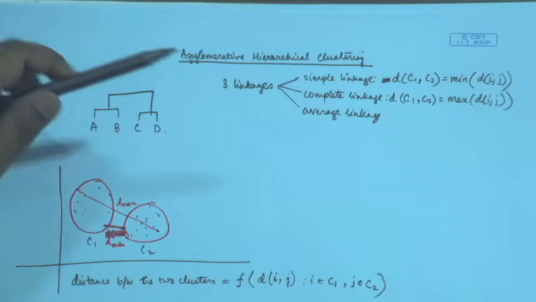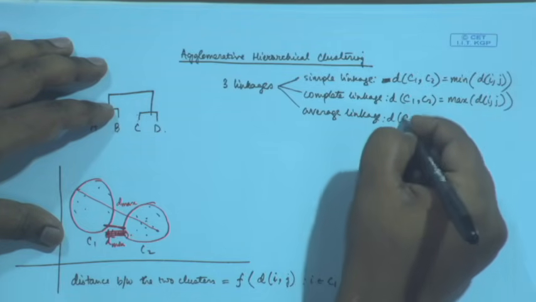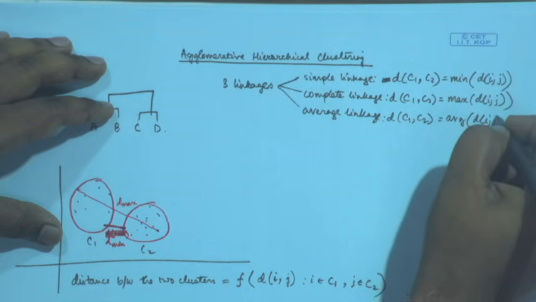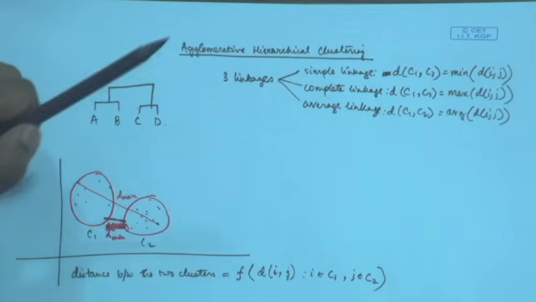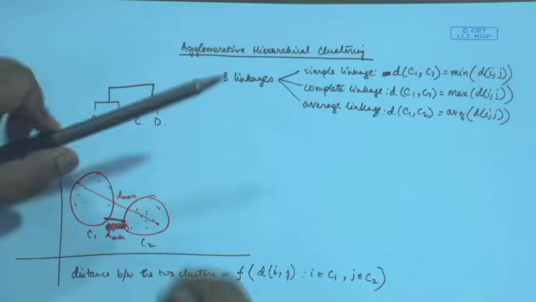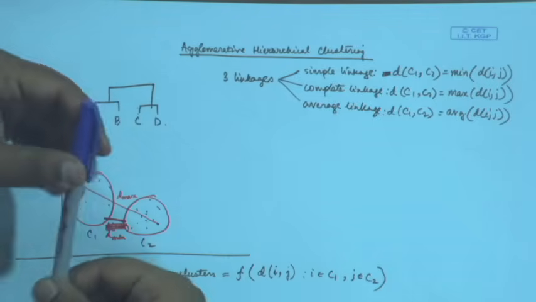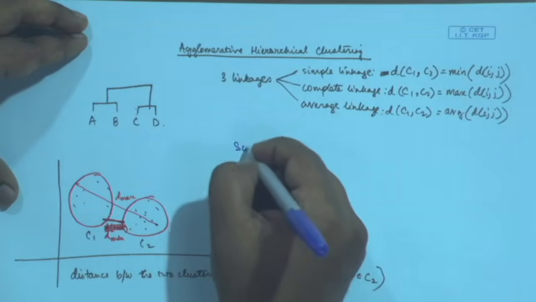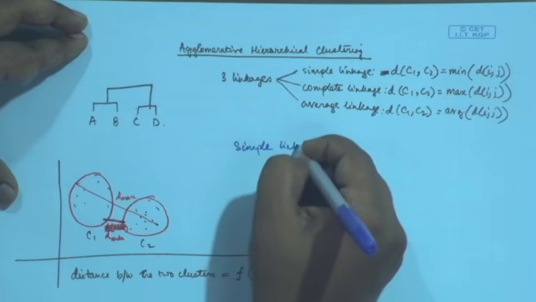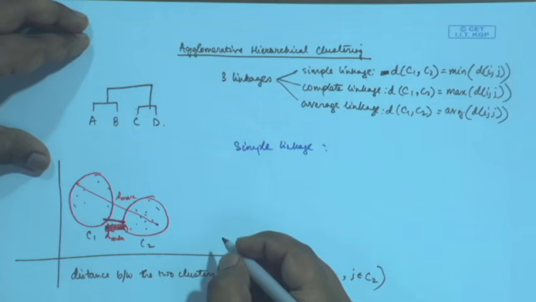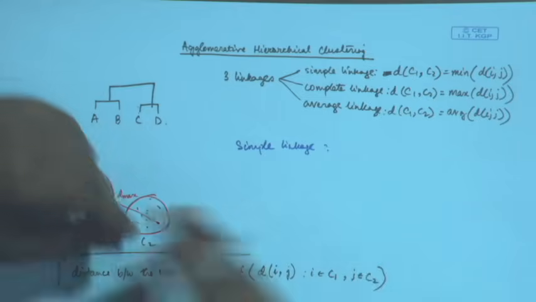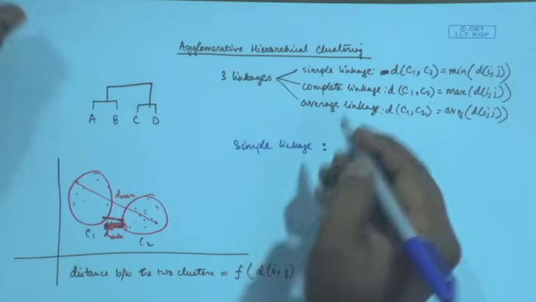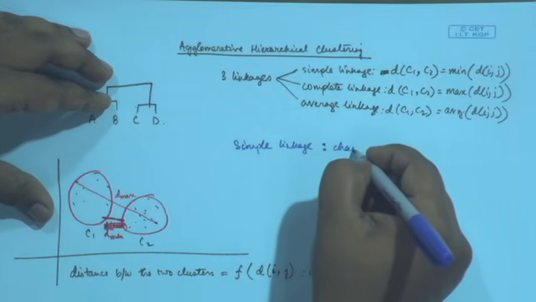And in average linkage, the distance between the two clusters C1 and C2 will be the average of the dij's. Now let me tell you some intuitive properties of these three algorithms. Single linkage tends to form clusters which are chain-like. There is a particularly bad phenomenon which is called the chaining phenomenon.